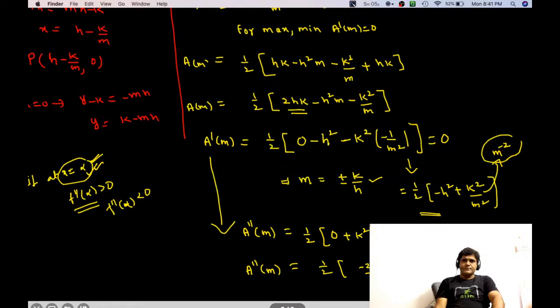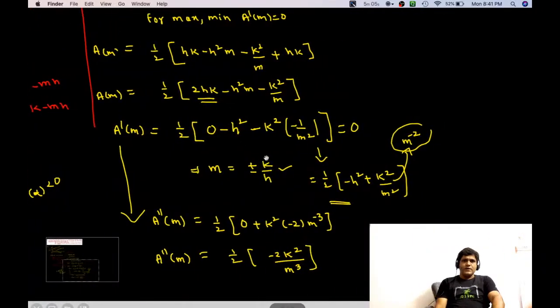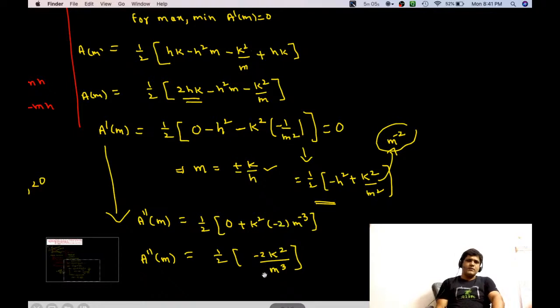Now according to our question, A double dash m must be positive. For those values of m, the area is minimum. For which value of m is A double dash m positive, for negative or positive? Here already a minus is there, and here m cube is there. If m cube is negative, then this total thing becomes positive. Therefore for that value of m, A double dash is positive, therefore minimum area. Therefore m cube is negative for m equal to minus k by h. That is our required value of m.